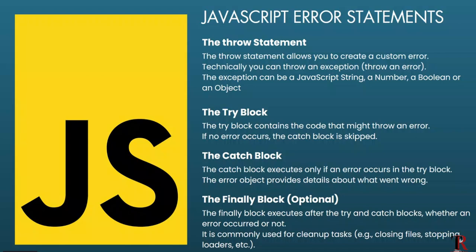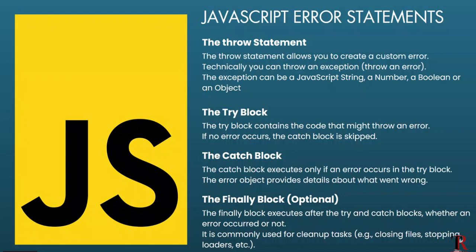So if there's no error found inside the try block, then the catch block will be skipped because the catch block only executes if an error occurs in the try block. Then the error object provides detail about what went wrong. Let's say an error is caught inside the try block and it returns an object as the error. Then that object can provide details about what went wrong in the execution of such code or program.